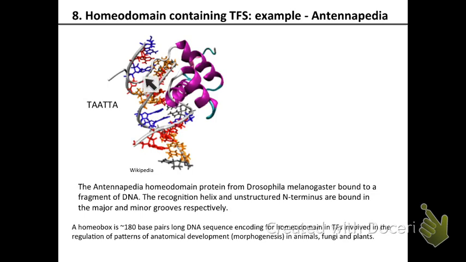So here we're looking at the crystal structure of the Antennapedia homeodomain binding to the DNA. The recognition helix is right here, again recognizing the sequences in this DNA. Homeodomain proteins contain a homeobox. A homeobox is basically a 180 base pair long DNA sequence encoding for the homeodomains in transcription factors. And these homeodomain containing transcription factors are involved in the regulation of patterns of anatomical development, morphogenesis in animals and fungi and plants everywhere. Okay?